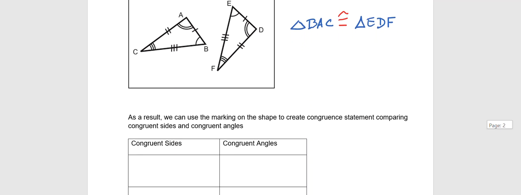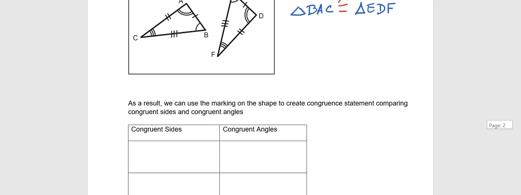Okay, so what I'd like to do from here is copy down my congruence statement. I'm going to once again say triangle BAC is congruent to. I did a little bit better in drawing it this time. I'm sorry, I keep saying angle. Triangle BAC is congruent to triangle EDF.